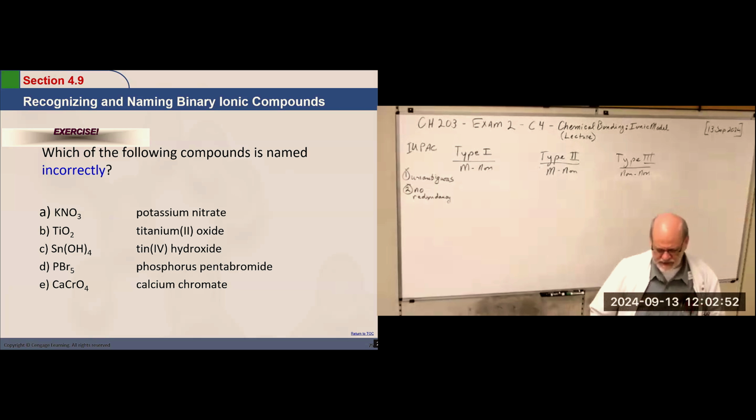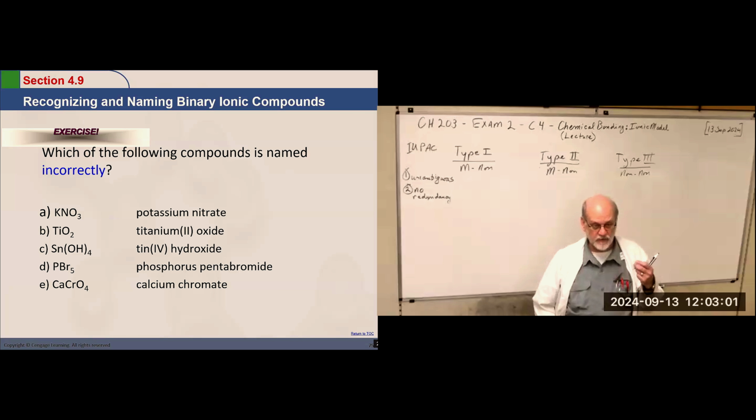Then if we look at these following compounds named incorrectly, right? Potassium and nitrate ions. Type 1, type 2, type 3. Type 1, right? Metal, potassium is a fixed charge. So we name it potassium nitrate.